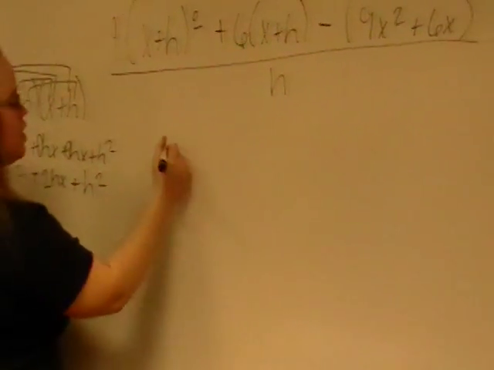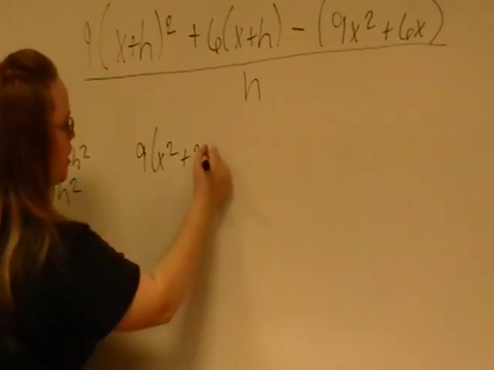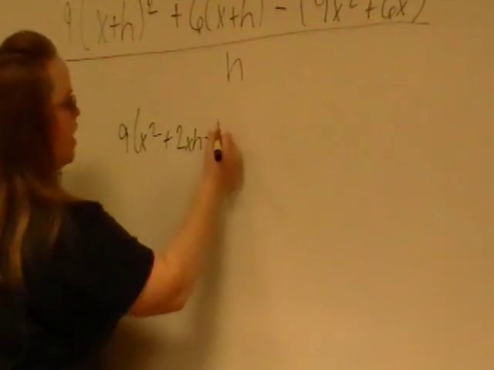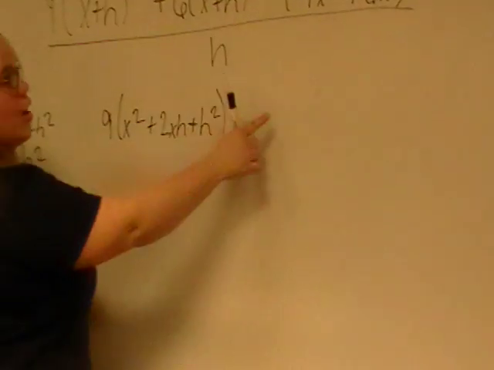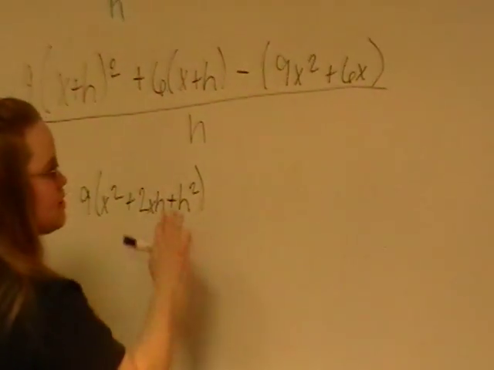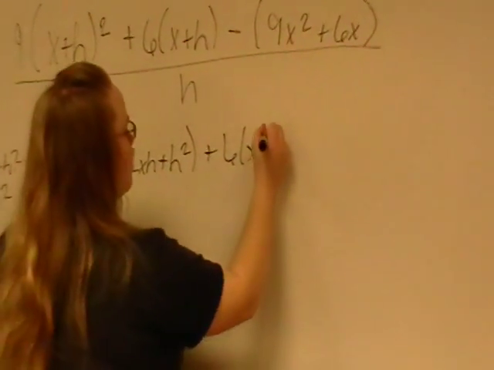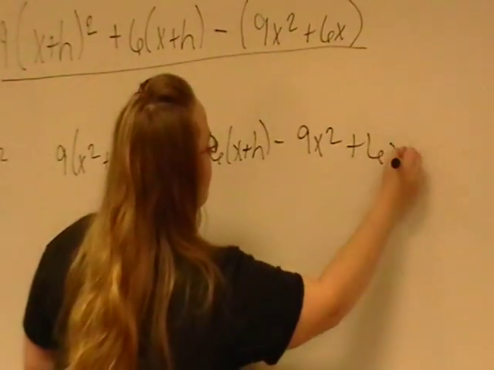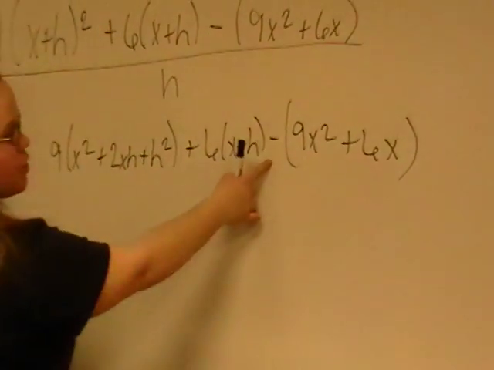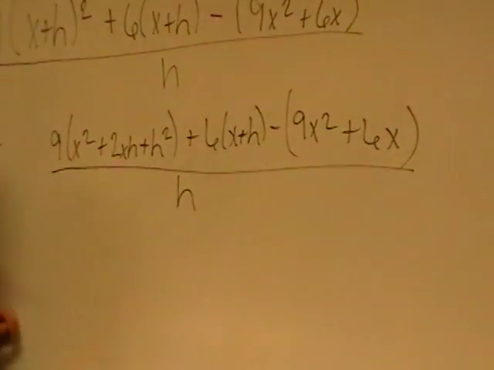So now we take our solution and put it in place of our parentheses. So we bring our 9 down, x squared plus 2xh plus h squared. Keep our 6x plus h and our minus 9x squared plus 6x. We don't change any of that. Make sure you're putting that in parentheses. And we're all over our h.